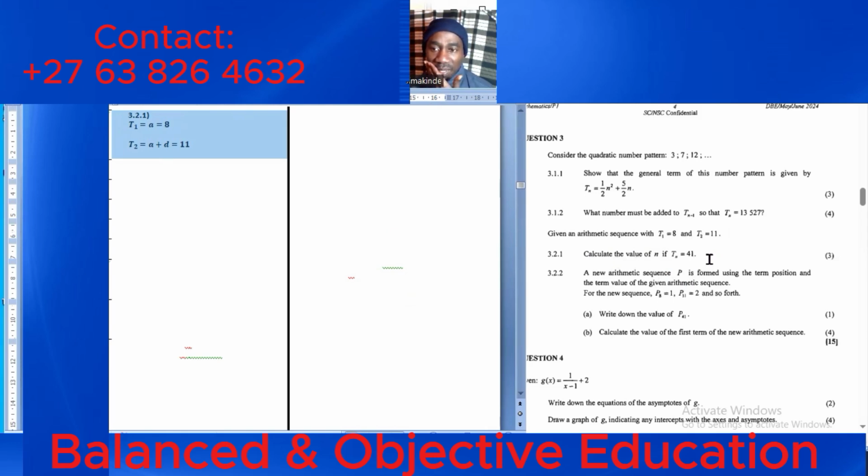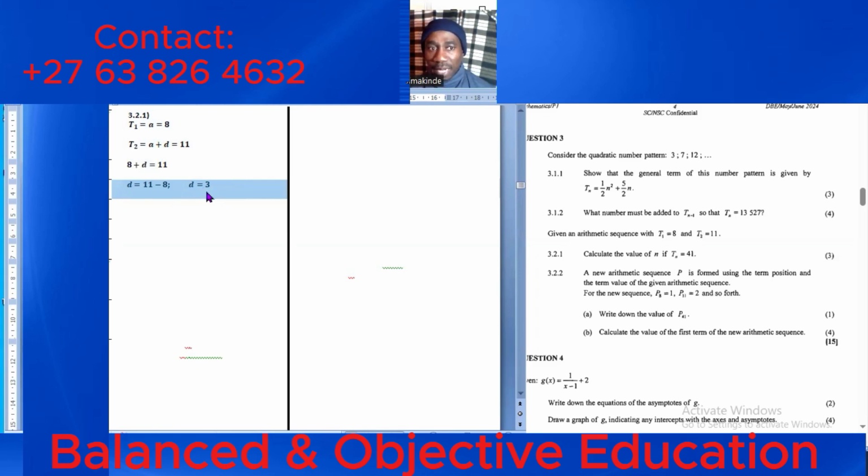Now to calculate the value of n when Tn equals 41, we would have to solve to get the common difference. Here, T1, which is equal to A, is equal to 8. And T2, which is equal to A plus D, equal to 11. So we can substitute A equals 8 so that we can get our common difference. So if you move that 8 to the other side, it becomes D equals 11 minus 8, which means that our D will be equal to 3.